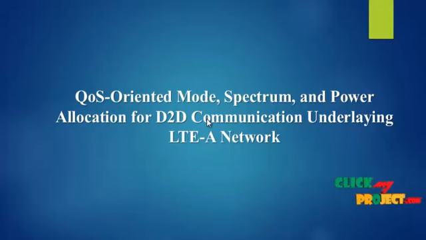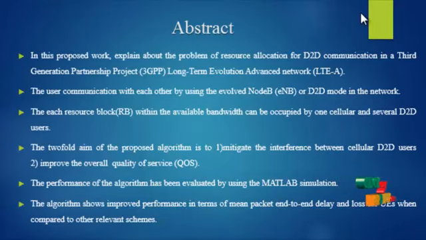Let us discuss QoS-oriented mode, spectrum and power allocation for D2D communication underlying LTE network. Let us discuss the abstract of the project. This paper proposes a solution to the problem of resource allocation for device-to-device communication, that is D2D, in the Third Generation Partnership Project, that is 3GPP, Long-Term Evolution, that is the LTE network.